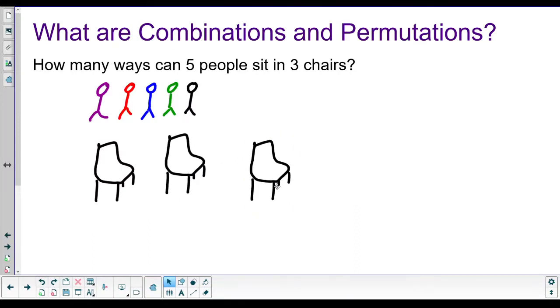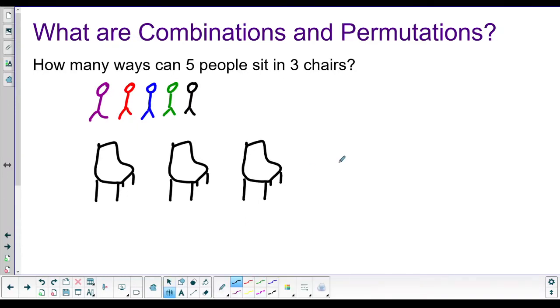We don't really care who sits in what chair. It's not super important. So we want to talk about how many different ways can we put these 5 people in these 3 chairs. So let's think about our options, right? How many different people could we put in this first chair?